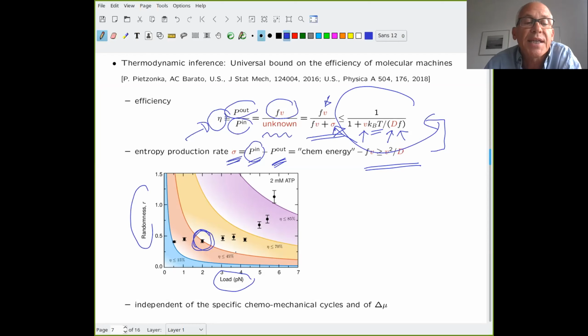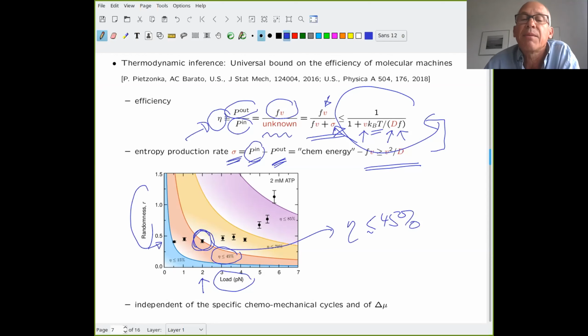It may be hard to see, but this is 45%. So at this data point, which means at this applied force and this measured randomness, our theory tells us the efficiency at this particular point is less or equal to 45%. Okay, and this is a really interesting statement because it's totally model-free. We do not assume any specific chemomechanical cycle.